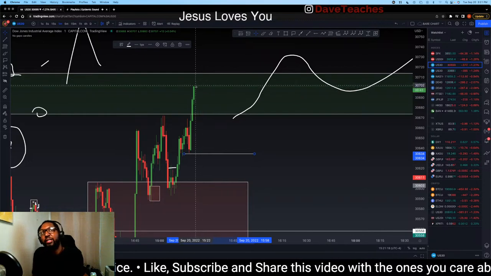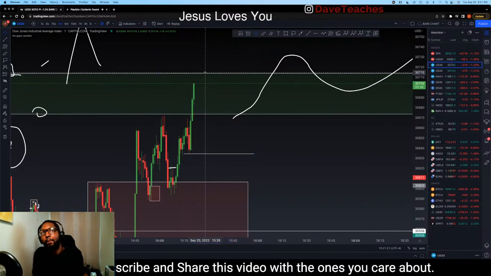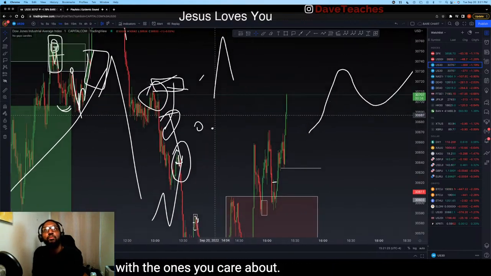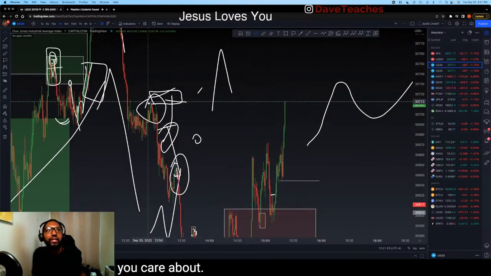So yeah, it looks like we could liquidate this area. We came too far inside. Yeah. So this is the high of the area here.